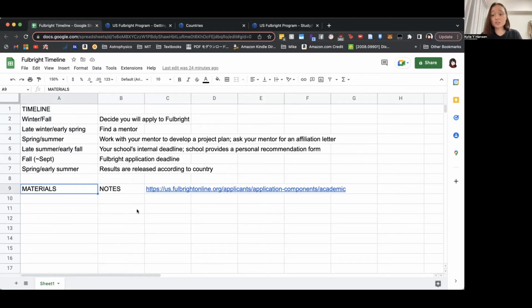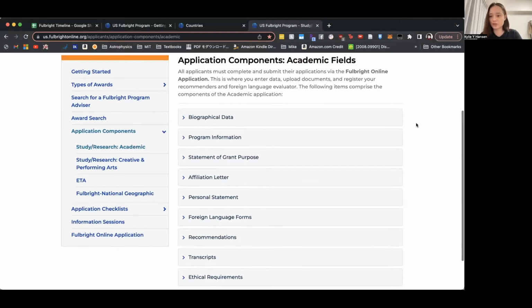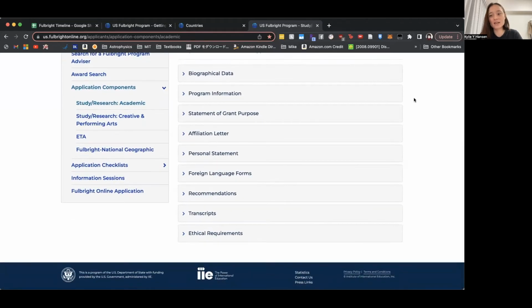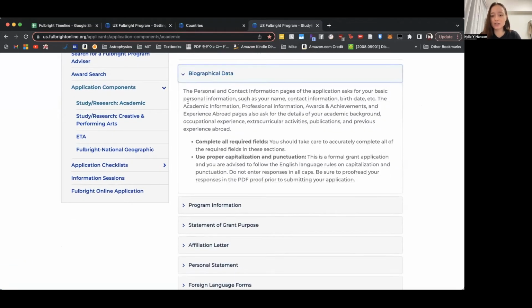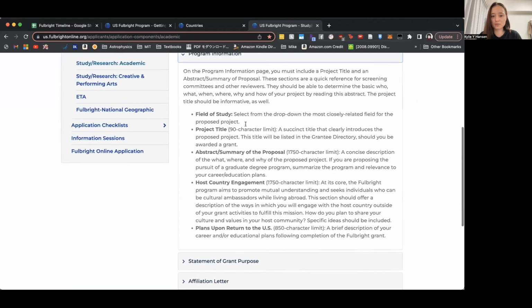All right, so materials you will need for your Fulbright application. Let's go to this website here, which shows it. So for the academic Fulbright Fellowship, which is the research one, research and/or study in the country, first off, you'll need your biographical data, obviously. It's basically just standard application info. And then the program information.